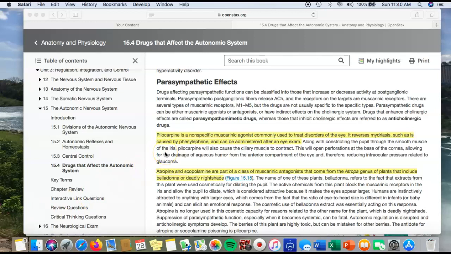One example is pilocarpine, which is a non-specific muscarinic agonist, and basically it is used to treat disorders of the eye. And it reverses what we previously talked about, that mydriasis, which is caused by phenylephrine, which dilates your eye, and this can reverse it, so it'll be administered after an eye exam.